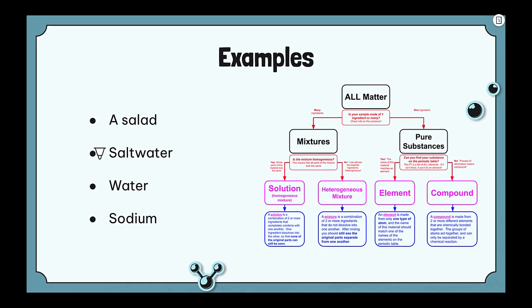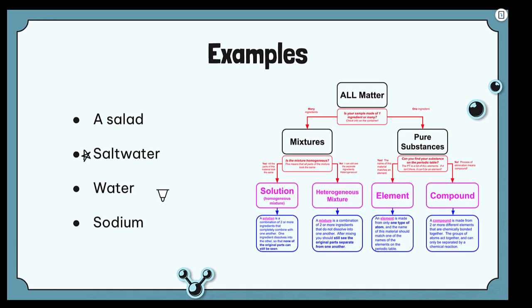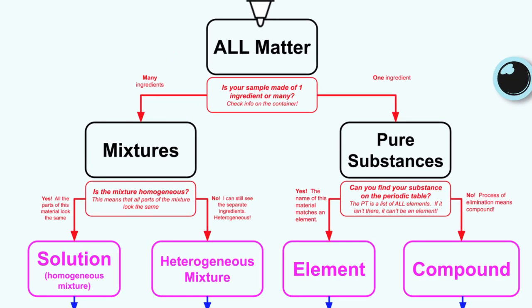Let's repeat this process with another example, in this case, salt water. Again, we start at the top of the flow chart here and we ask, is our sample made up of one ingredient or many? Well, the word we describe answers that question. Salt water is made up of two ingredients, salt and water. So again, we choose the many ingredients path. That tells us that salt water is yet another type of mixture.